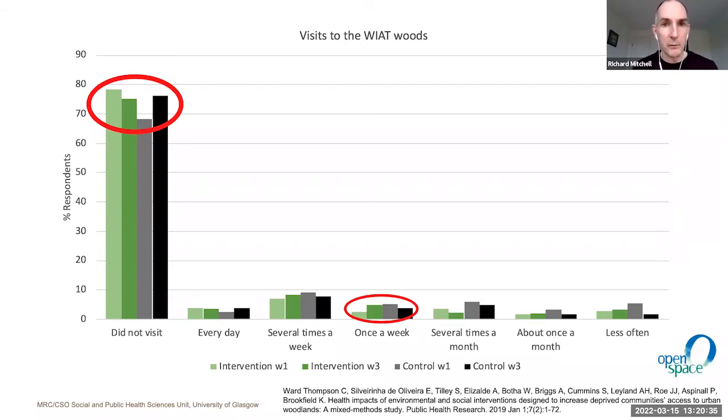Now, WIAT stands for Woodlands in and Around Town, and it was a then Forestry Commission-led project where basically they go and they find bits of urban woodland close to deprived communities, and they improve the woodland. They put in footpaths and signage, they make them safe, they open them up, maybe put some facilities in, and they also have a program of social promotion to try to get more people to visit the woodlands. And what I've got on this graph are the results.